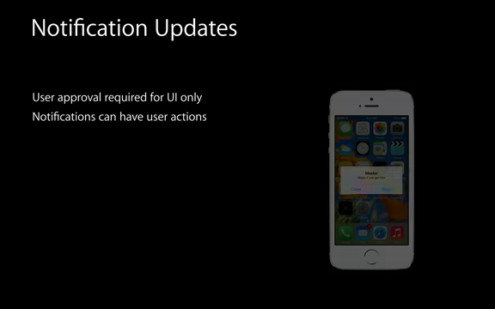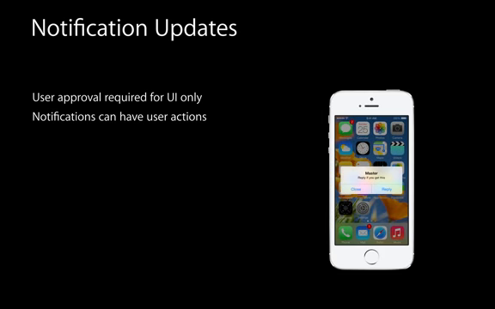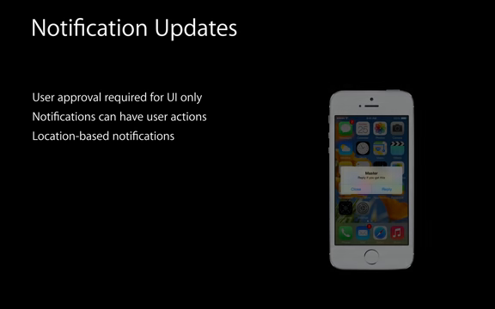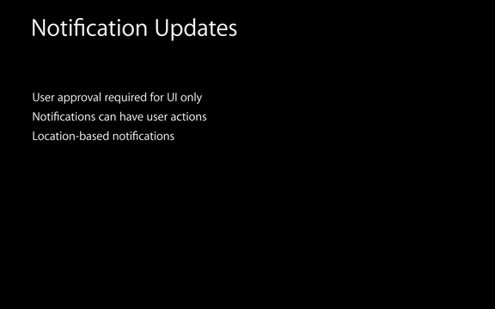Notifications can now also have actions associated with them. That is, if you want to display something that has a reply button or other actions, those can be tacked on to your notifications, and whatever action the user selects, that will be shuttled over to your app for your custom logic to be invoked based on that action. Notifications can also be location-based in iOS 8, so you can pop up a notification when a user enters or exits a significant area that you want to show them a notification about.